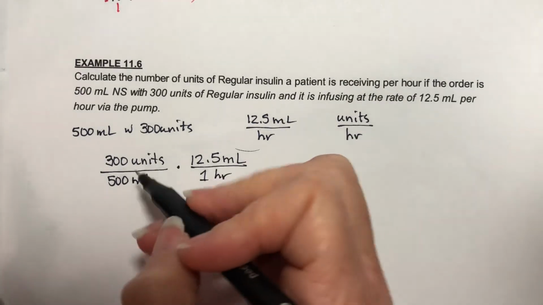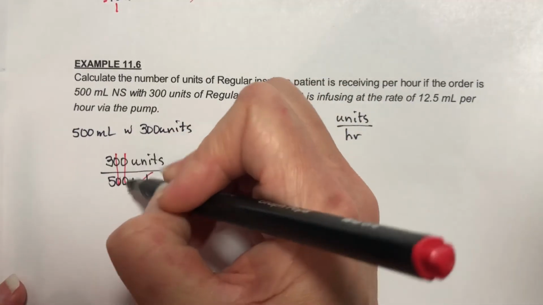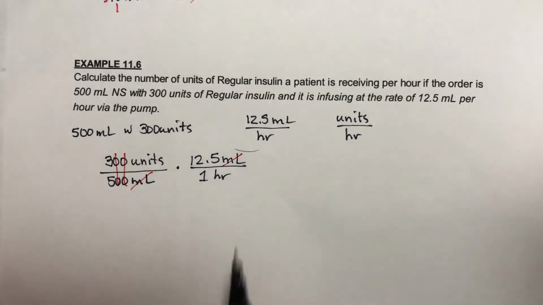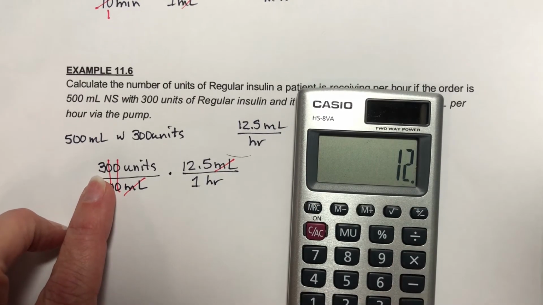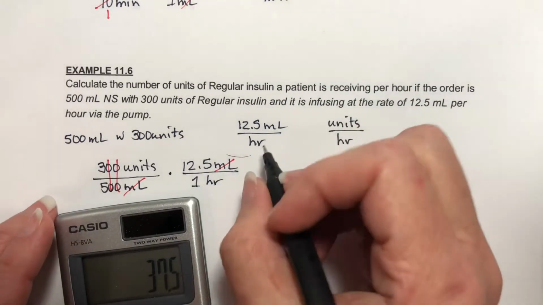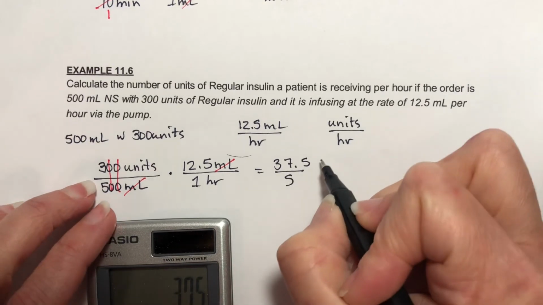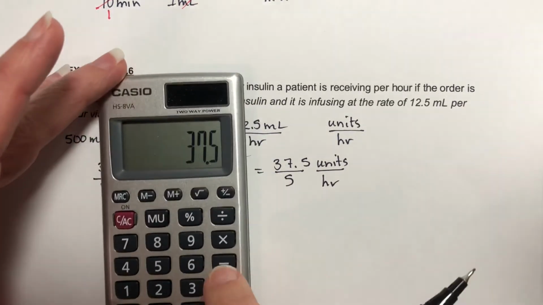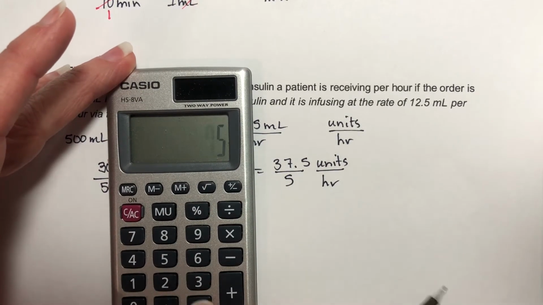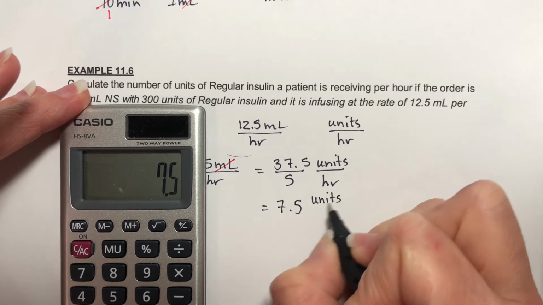Okay, the milliliters cancel out. If I divide each of these by 100, I end up with 3 over 5. And I want to end up with units per hour, which I've got. So all I need to do is multiply straight across, and I'll end up with 3 times 12.5 to get 37.5. And I still have a 5 here in the bottom, and I'm in units per hour. Okay, now divide this by 5 to find that there are 7.5 units in an hour.